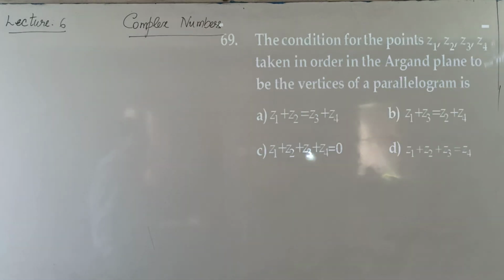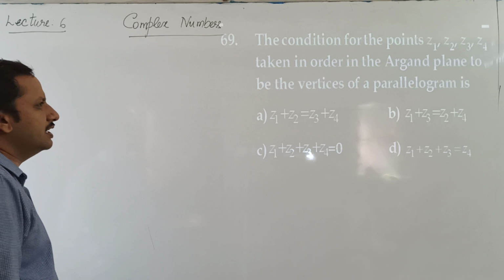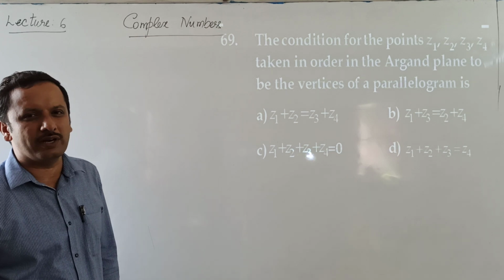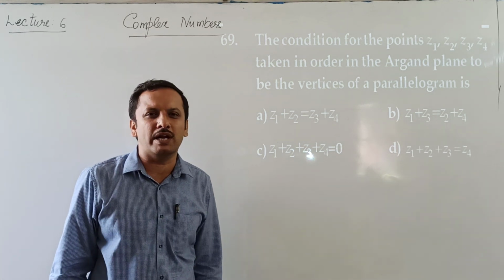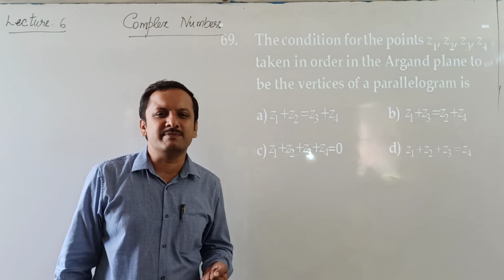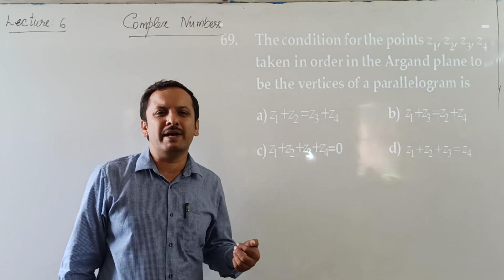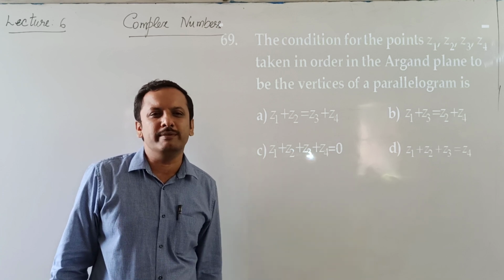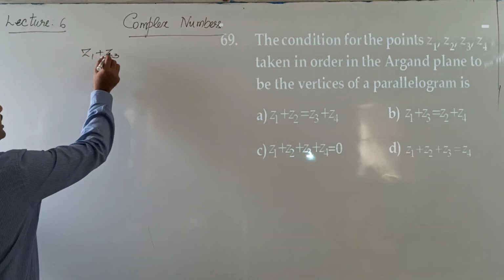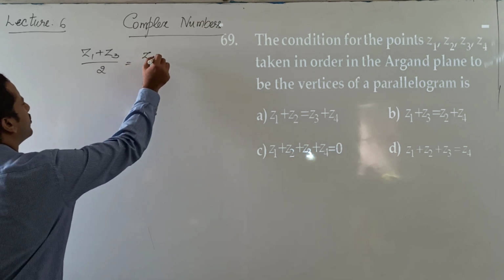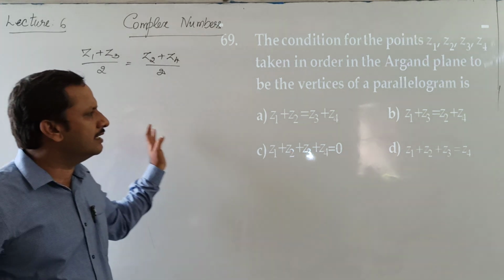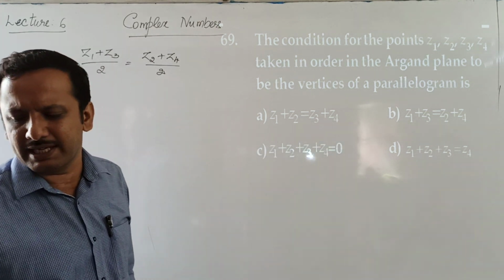The condition for the points Z1, Z2, Z3, Z4 to represent a parallelogram, which we discussed already in our previous class. In a parallelogram, diagonals bisect each other. So (Z1 plus Z3) by 2, the midpoint of one diagonal, is equal to the midpoint of the other diagonal. (Z1 plus Z3) by 2 is equal to (Z2 plus Z4) by 2. This will imply that Z1 plus Z3 is equal to Z2 plus Z4.